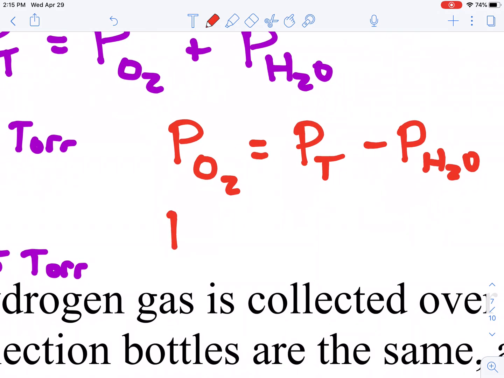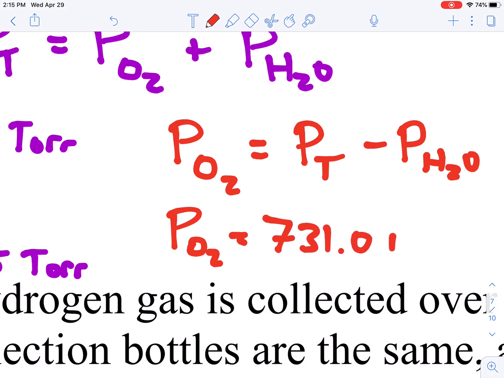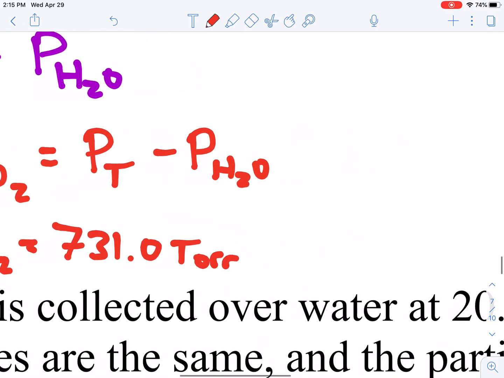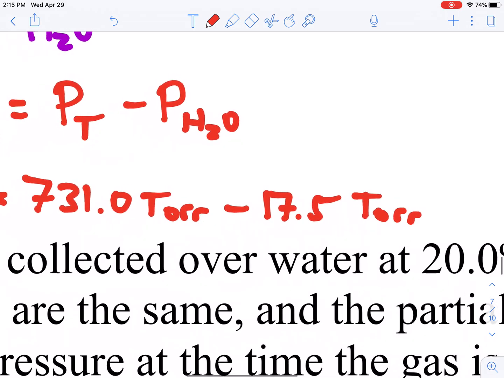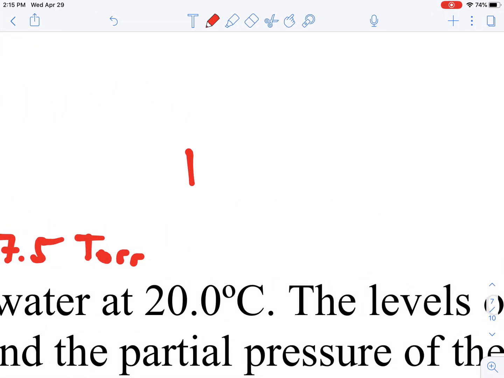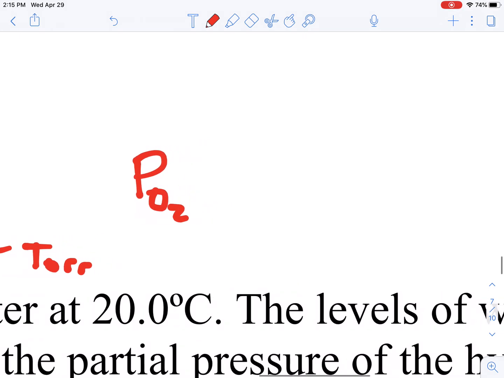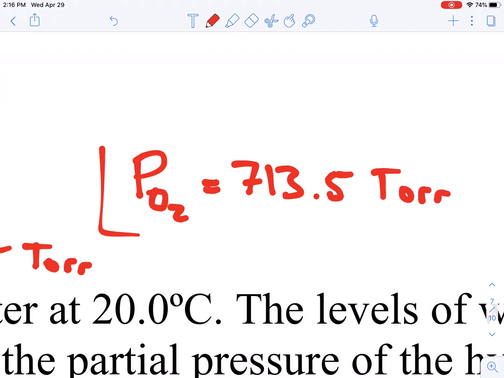We can plug everything in, so the pressure of oxygen is going to be equal to the total, which we said was 731.0 torr, minus water vapor pressure, which we said at this temperature is 17.5 torr. And if you do that math, you'll notice they're both significant to the tens place. The partial pressure of the oxygen gas, which is the gas we're collecting, ends up being 713.5 torr, significant to the tens place.